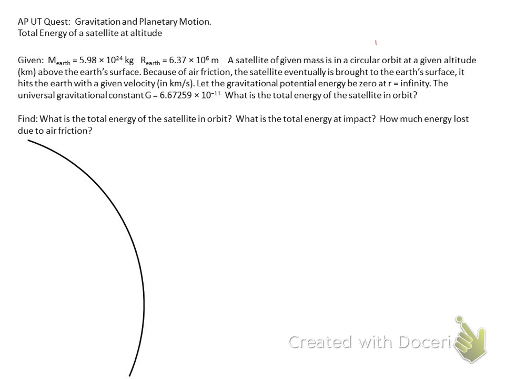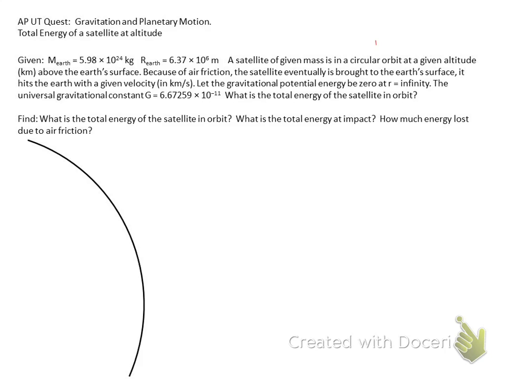AP Physics, UT Quest, assignment Gravitation and Planetary Motion. This one particular problem on your assignment, it's a total energy of a satellite at altitude, and then it's total energy of the satellite at impact, and then it says how much energy is lost due to air friction. Okay, we're going to take this one piece at a time.